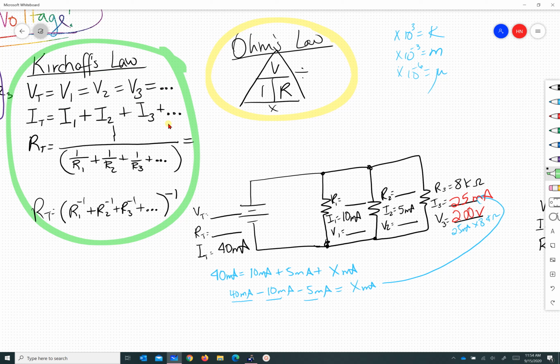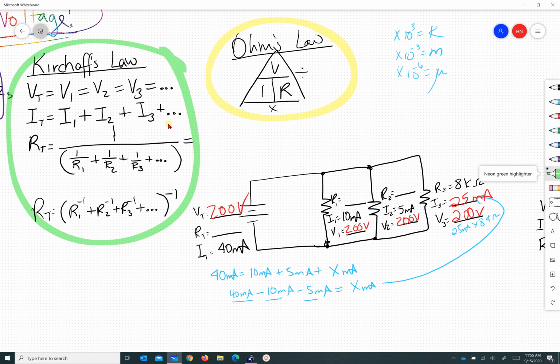So that's actually pretty cool, because I know that if the voltage is 200 for the third device, it's 200 for the second device and for the first, and that's the voltage of my battery. So I filled in a lot of blanks already. All right, so now the one thing that's left is the resistance of each one and the resistance total.